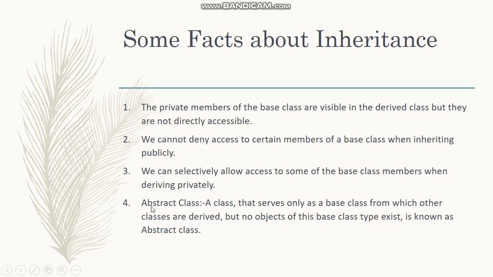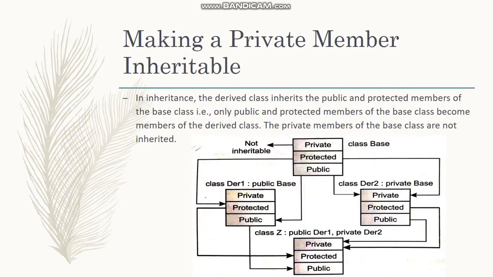And the last one is abstract class. A class that serves only as a base class from which other classes are derived, but no object of this base class type exists, is known as abstract class. It says that the class which has been created as a base class but cannot create an object of its own, this type of classes are known as abstract class.